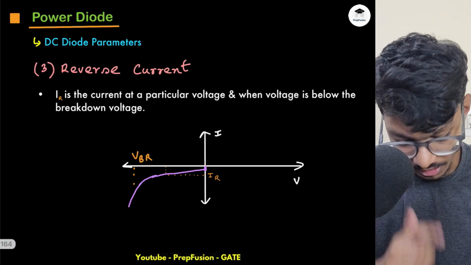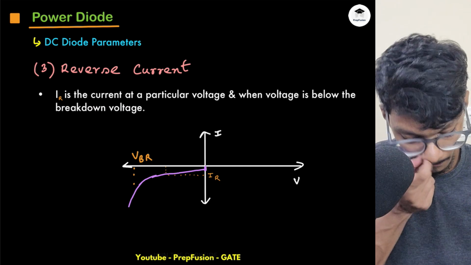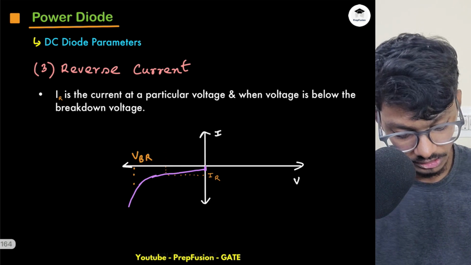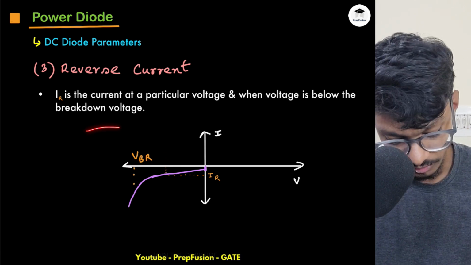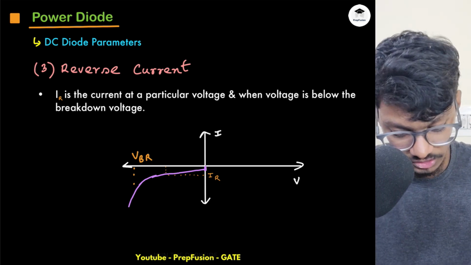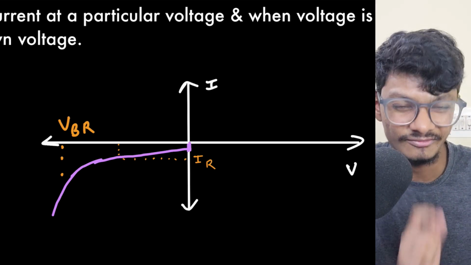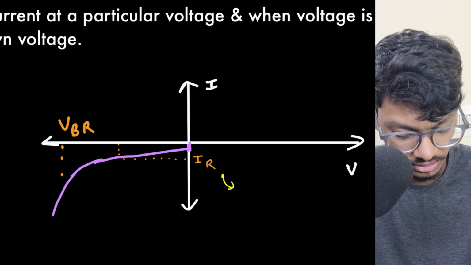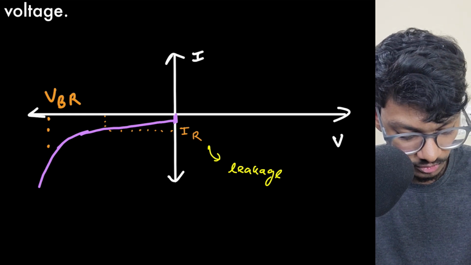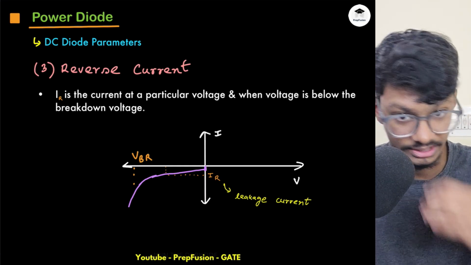Reverse current. Basically IR is the current at a particular voltage, when the voltage is below the breakdown voltage. It is the reverse current. So below means here, right? It should be below this breakdown voltage. So some reverse saturation current flows through the diode, that is also known as the leakage current. Even though we know the diode will be off when some reverse voltage is applied, a very small amount of current flows, that is also known as the reverse current or the leakage current. So these are all theoretical things you should know. I'm just creating all the base so that we can study the main things, right?